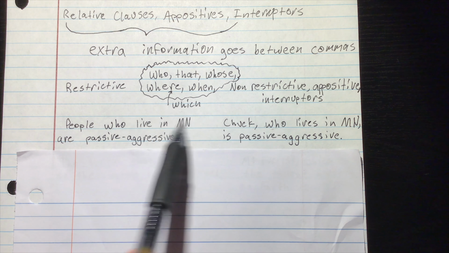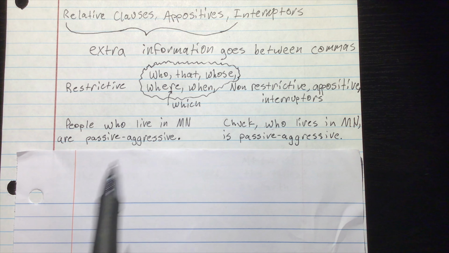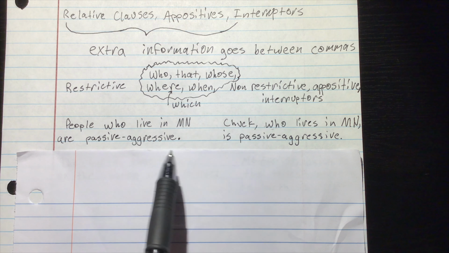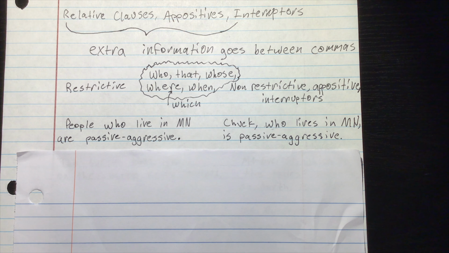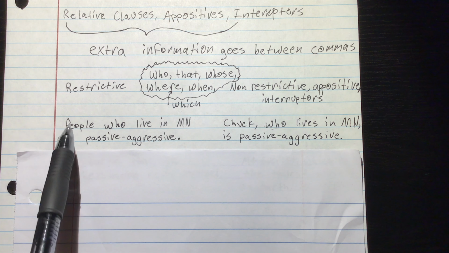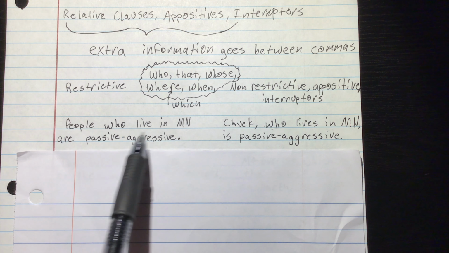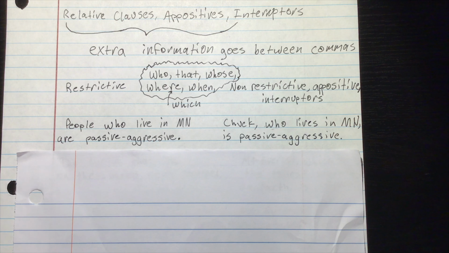So if I were to take this out, so if I group it off with commas, that means I can take it out without changing the meaning of the sentence. If we did that over here, the sentence's meaning would change. If I read "people who live in Minnesota are passive-aggressive," that's much different than "people are passive-aggressive," because there's 7 billion people. This is much more vague, saying people are passive-aggressive, than identifying the group of people that we're talking about, the people who live in Minnesota.